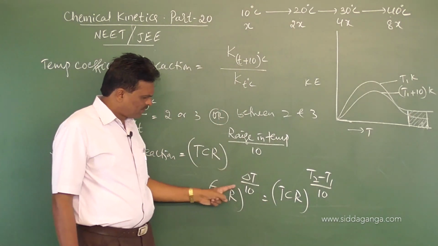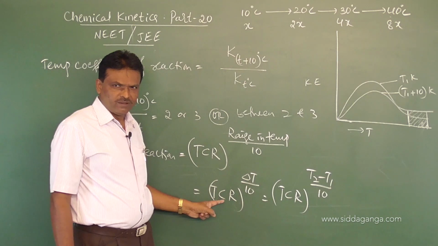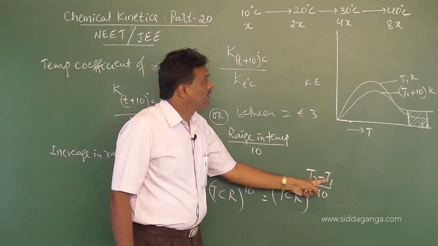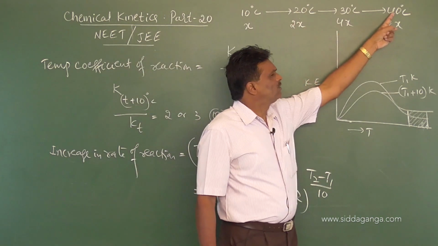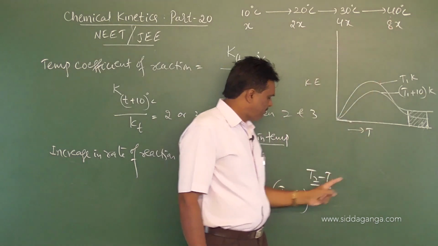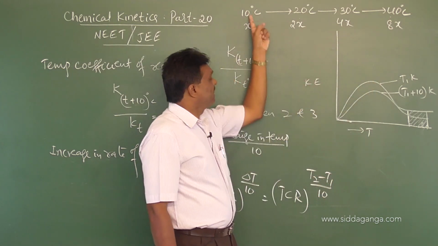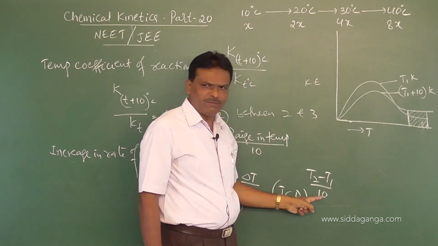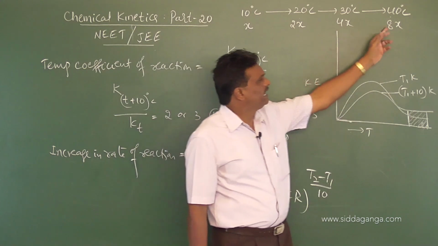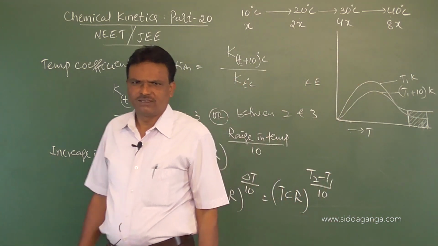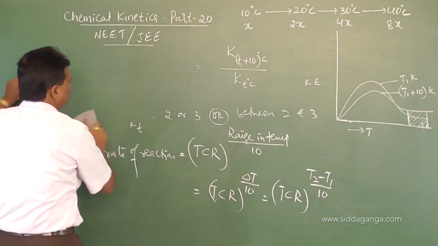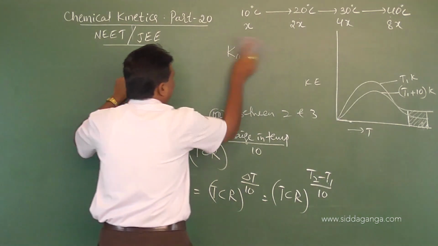Temperature coefficient of reaction is 2. So what is the rise in temperature? Initial temperature T1 is 10, T2 is 40. 40 minus 10 is 30. 30 by 10 means 3. 2 to the power of 3 is equal to 8. Is it clear? Done. So that was the effect of temperature, then the effect of catalyst on the rate of reaction.